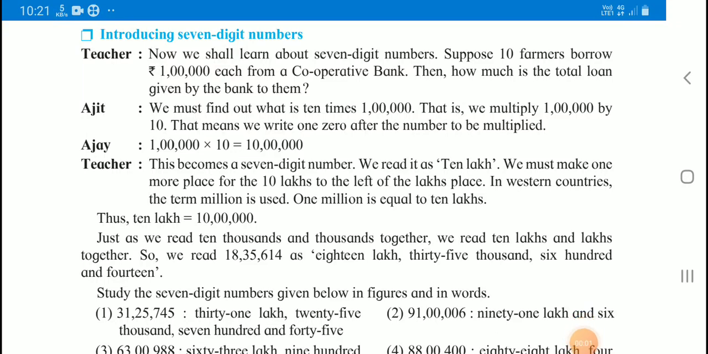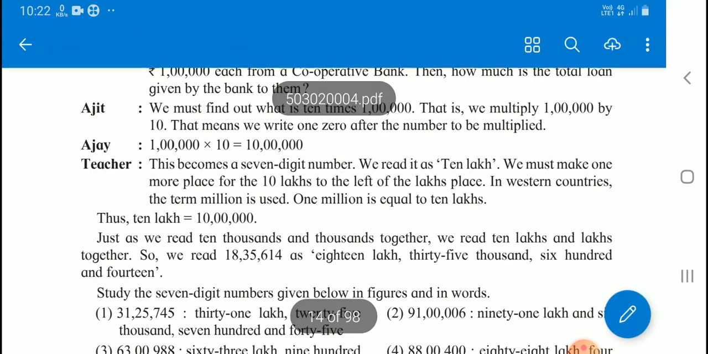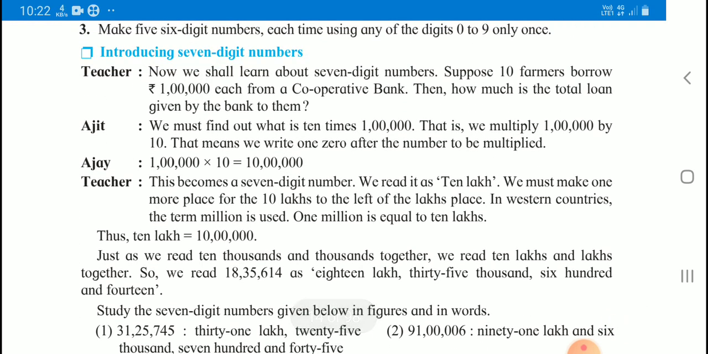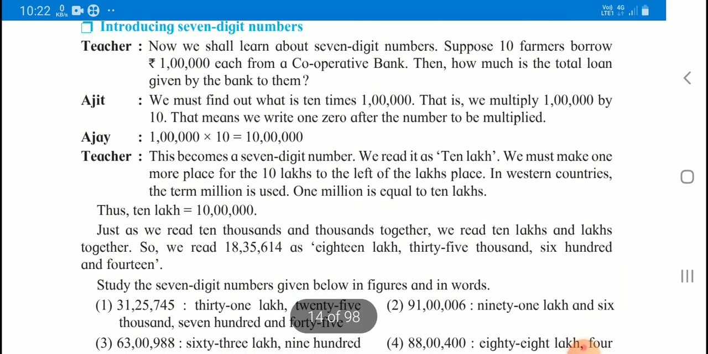Hi students, today from your second topic, that is number work, we'll see the introduction of 7-digit numbers. Teacher said, now we shall learn about 7-digit numbers. Suppose 10 farmers borrow rupees 1 lakh each from a cooperative bank. Then how much is the total loan given by the bank to them?